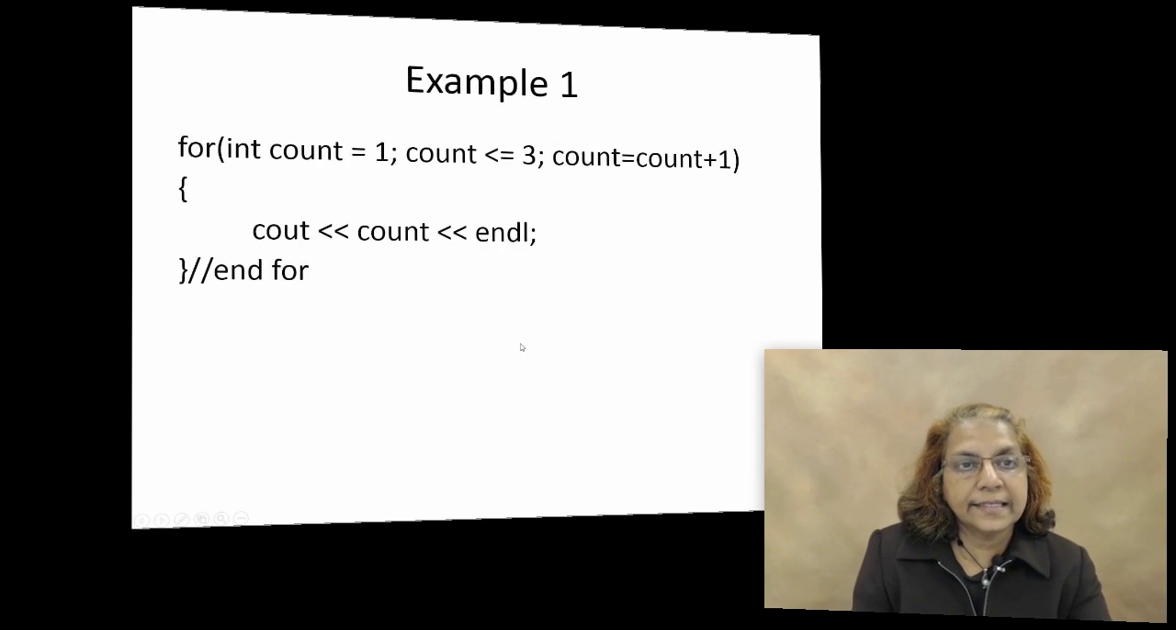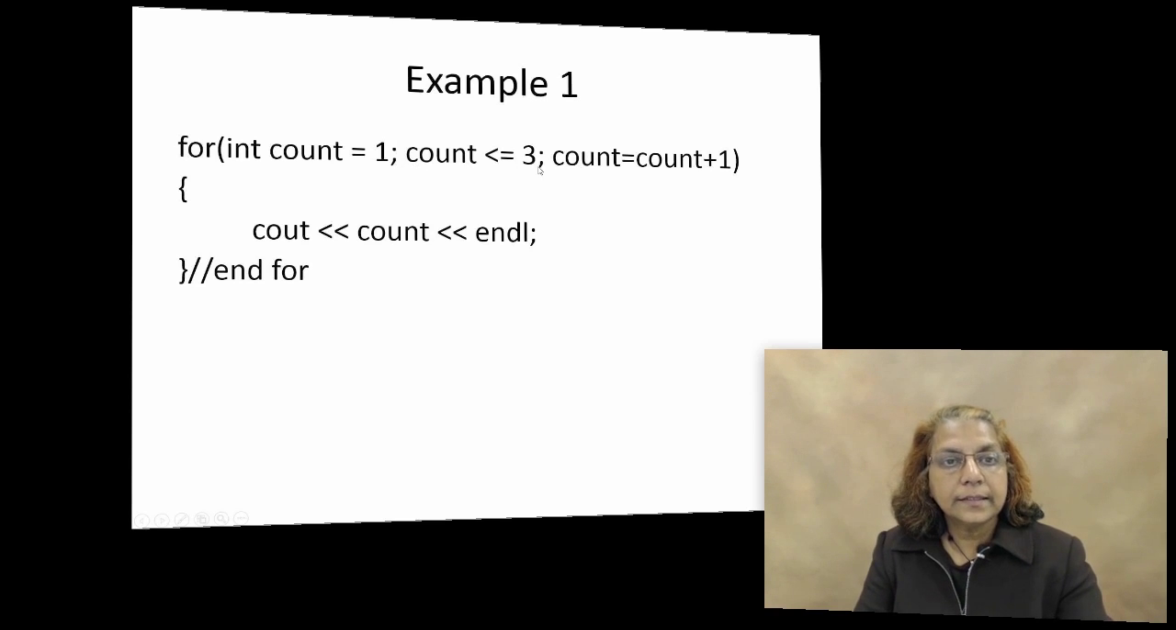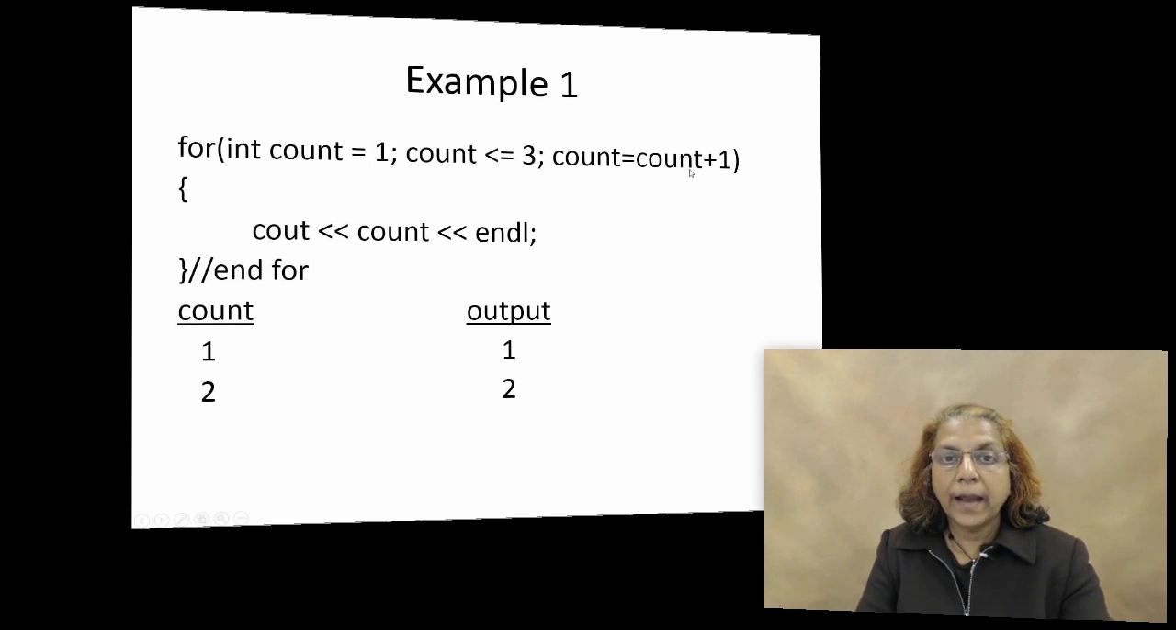So, let's look at this example. You can see for, and these are our three things. This is our counter initialization, this is our test condition, and this is the update, and they are separated by semicolons. So, count is initialized to 1 and we display the count. So, we have 1. And when we reach the end of for, we go back and count becomes 2.